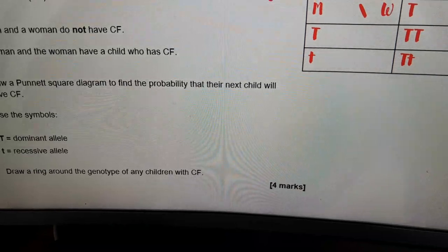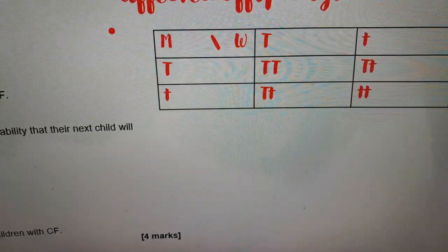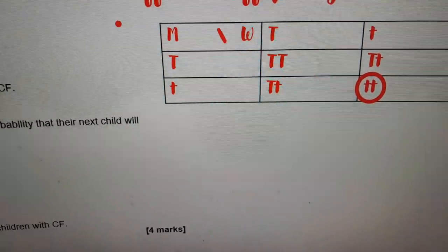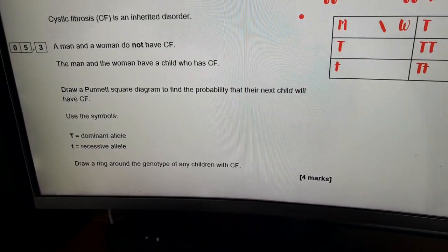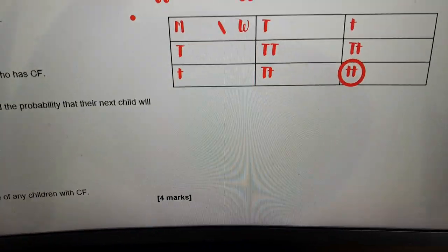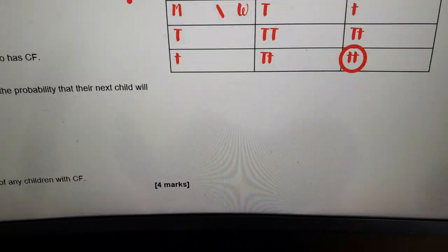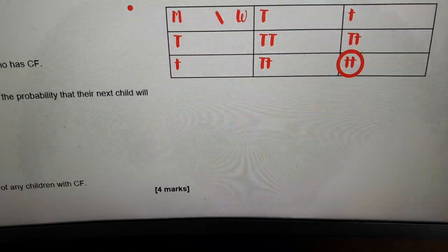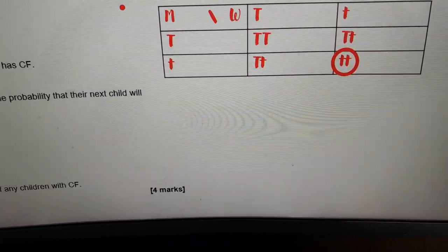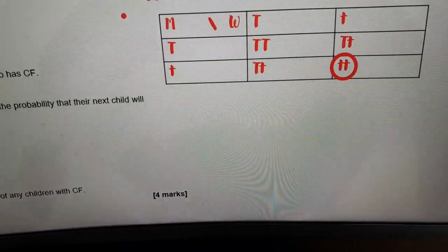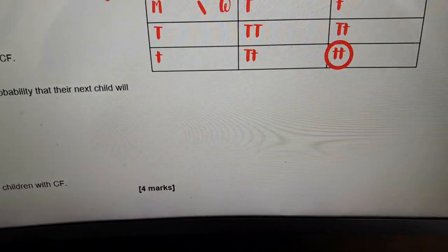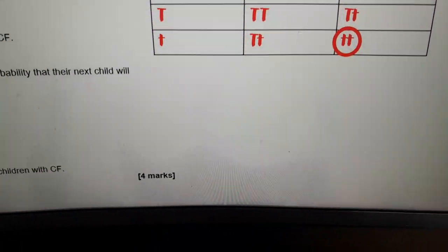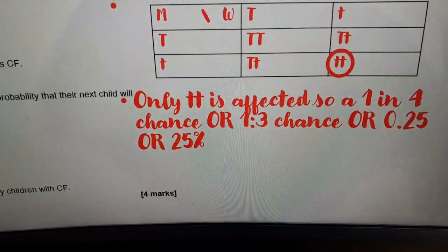We then have to draw a ring around the genotype. So it's going to be recessive. It's going to be this one. And then the last one, it says we need to find the probability. So as we can see, one child out of four is going to have cystic fibrosis. One child out of four, we would normally say, has cystic fibrosis, but every single child has that 25% chance.